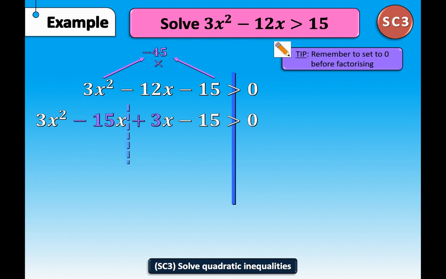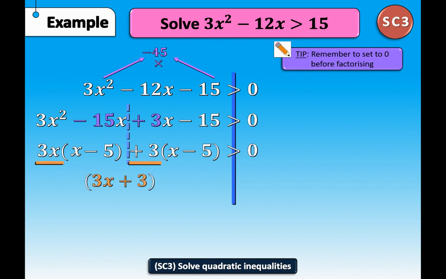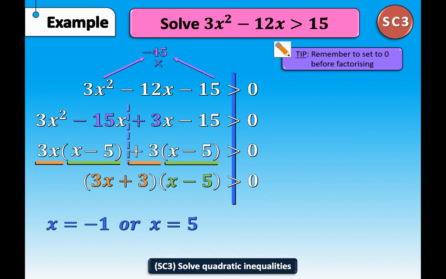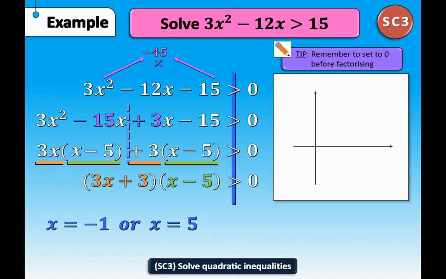Split it into two parts and factorise both halves. So our two brackets are 3x plus 3 and x minus 5. That means our quadratic is going to cross the x-axis at minus 1 and 5. So we can do a quick sketch. So our quadratic will look like this.